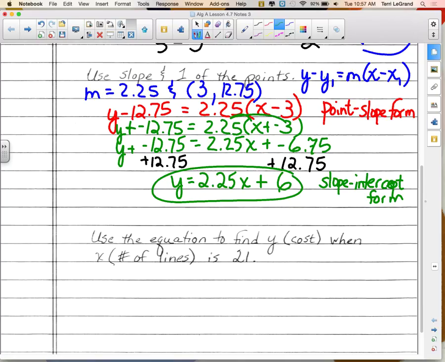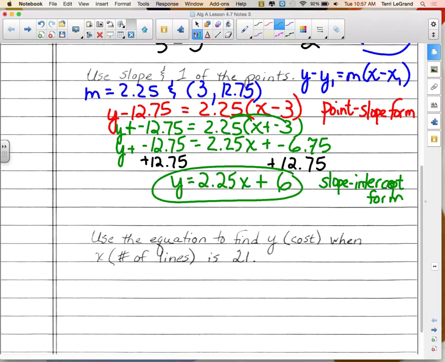Okay, I want you to stop for a minute and I want you to process with me. What do you think this equation's telling us about this situation? Specifically, telling us about this situation. For every extra 6 lines, you have to pay $2.25. So for every extra 6 lines, you would have to pay $2.25. You guys think you can agree with that?